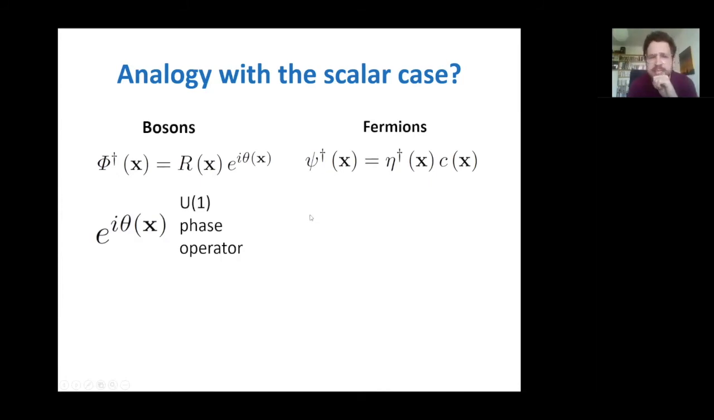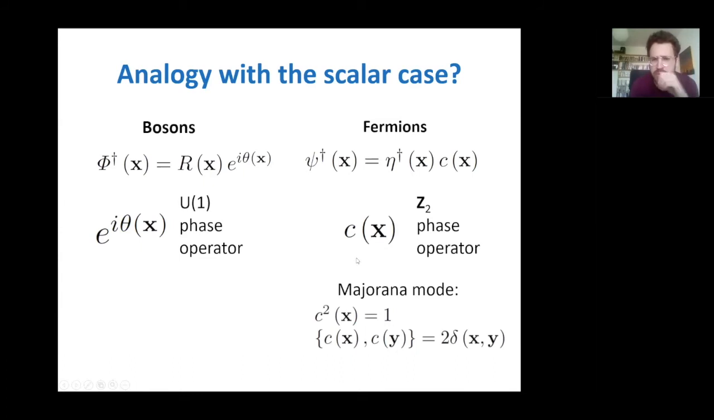In the bosonic case, e to the i theta was the U(1) phase. So here, let's try to choose C to be a Z2 phase operator, some fermionic operator that squares to the identity. Why Z2? Because Z2 has to do with the fermionic parity symmetry, which we're going to discuss a lot today. So if C is a fermionic operator that squares to 1, we should try to choose it as a Majorana mode. It's an operator that squares to 1, and the different Majorana modes on different positions anti-commute.